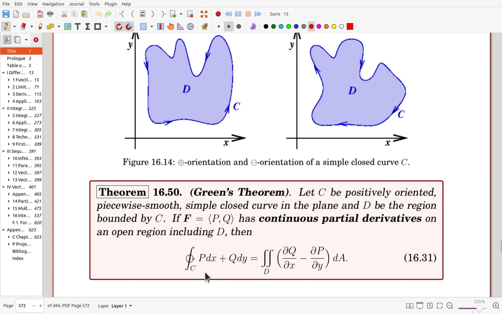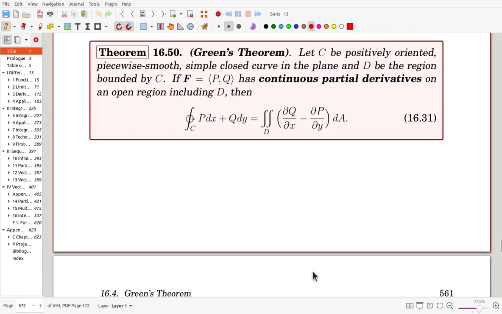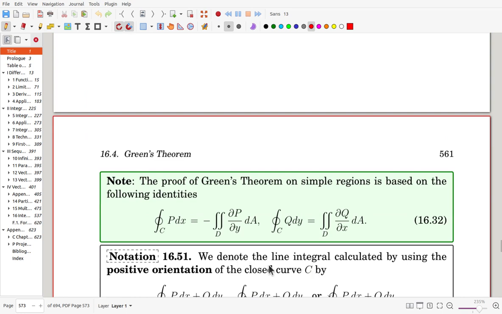Then the integral of the vector field can be evaluated through this regional integral. Now the integrand is Q sub x minus P sub y. That's Green's theorem, and it gives a relationship between the line integral and the regional integral. It can be proved by using such simple mathematics, but we'll not prove the theorem here.